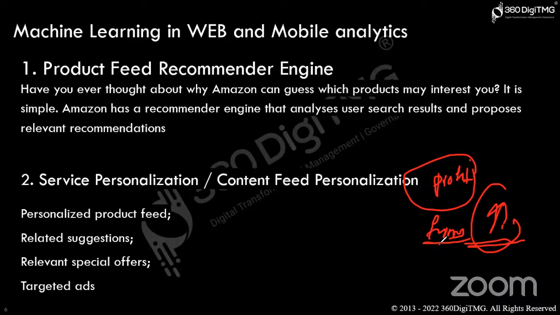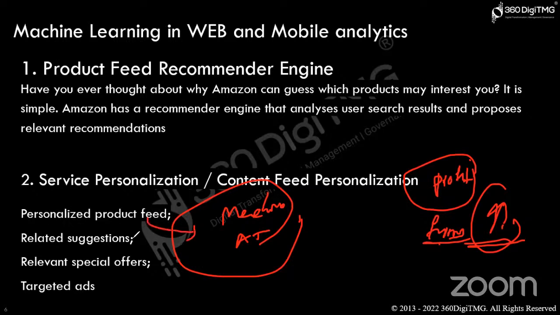Instead of doing the promotion for random people, why can't they study the people? Why can't they study the mindset of the people? This is exactly what machine learning and AI does. It will study the people based on their mindset, based on their interests. Personalized feeds or personalized recommendations will happen. Related suggestions, related special offers, targeted ads. These are all by studying the human mindset or that particular customer's mindset.